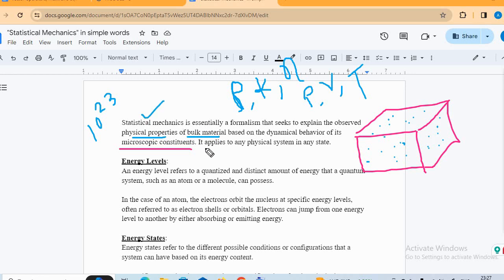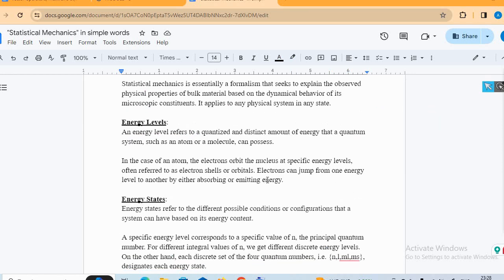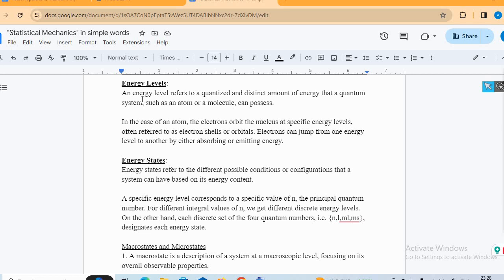Now, to study this, we will assume the individual particles have some energy, so they will be represented in the form of energy levels or energy states. We should know the meaning of energy level and energy state. Energy level refers to the quantized and discrete amount of energy that a quantum system, which may be an atom or molecule, can have. In electron shells or electron orbits, they are referred to as electron energy levels.